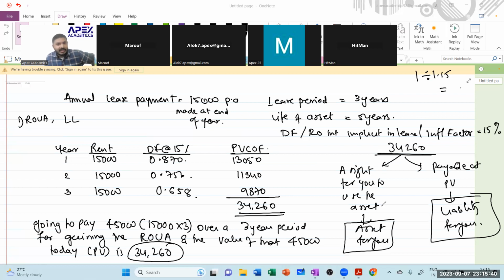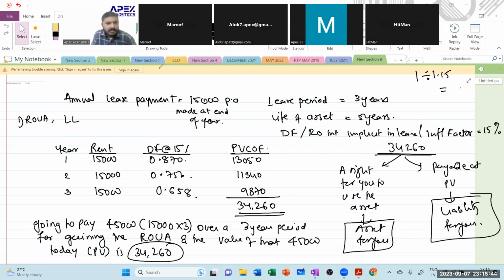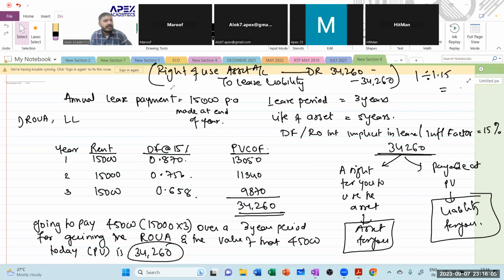Here a journal entry has to be passed. And what is that journal entry that you pass? It's a very straightforward journal entry. It is right of use asset account debit to lease liability. And what is the amount? 34,260. Whether it is US GAAP or whether it is IFRS 16, at both places, this journal entry stays concretely intact. There is no change in it.